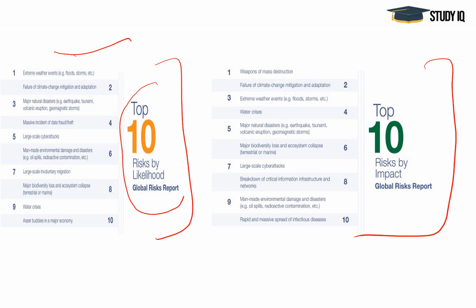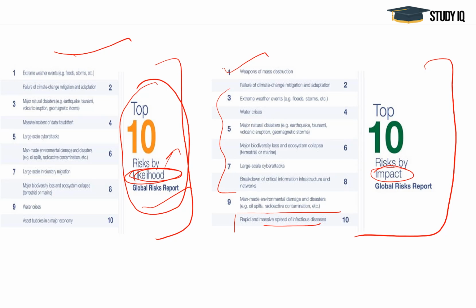These are the top 10 risks of likelihood by the Global Risk Report. These are the likelihood, which may happen, and these are the impact of technology or any other thing, right? They are almost the same, but there are certain differences, like weapons of mass destruction, it is here. Then these are almost the same in both, but one more difference is the massive spread of infectious diseases. We'll discuss this topic in a separate lecture, because this is very important, right?